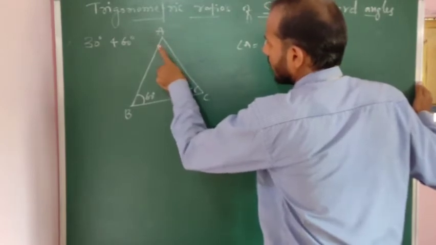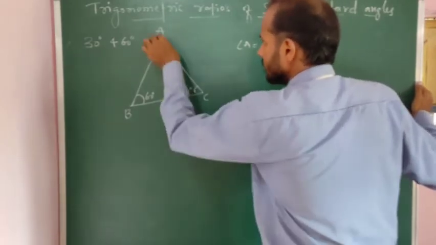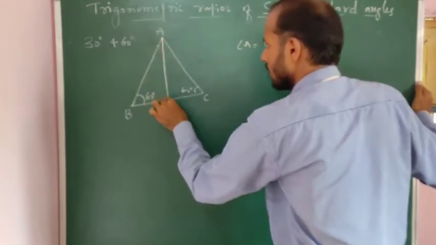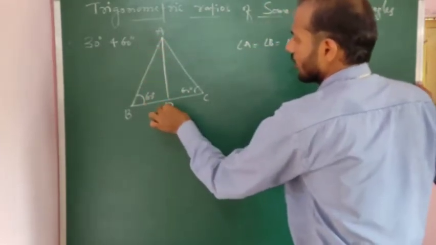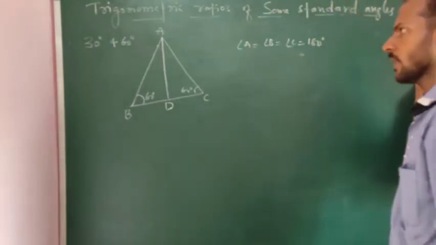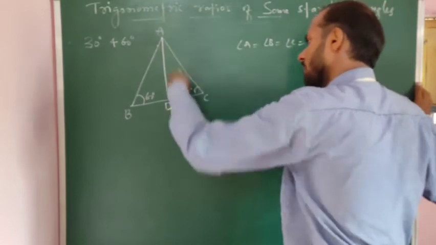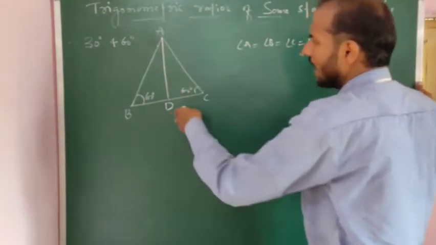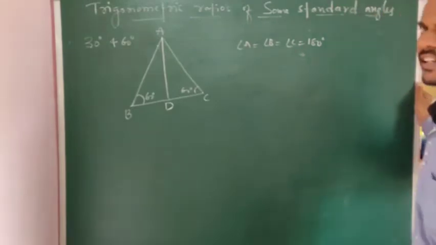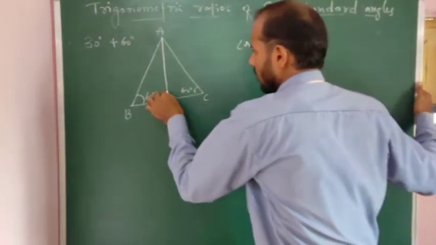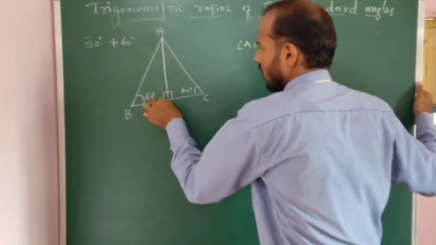Now I am bisecting here. BC is bisected by AD. अब मैं बाइसेक्ट कर रहा हूं यहाँ पे एंगल को. I am dividing the equilateral triangle by using AD, bisecting the equilateral triangle into two portions, right? It is nothing but a perpendicular line. It is 90 degree. Both are 90 degree here, right?